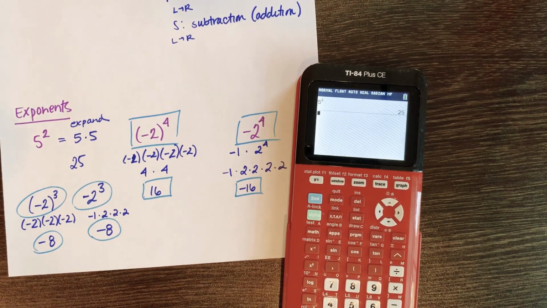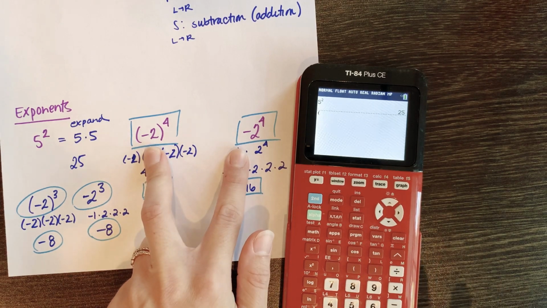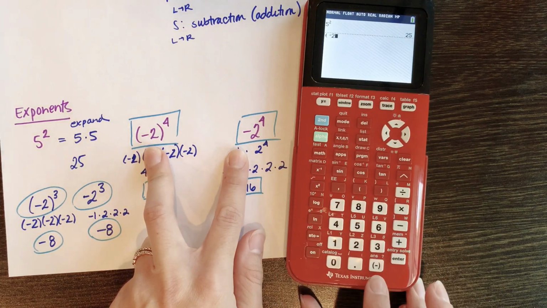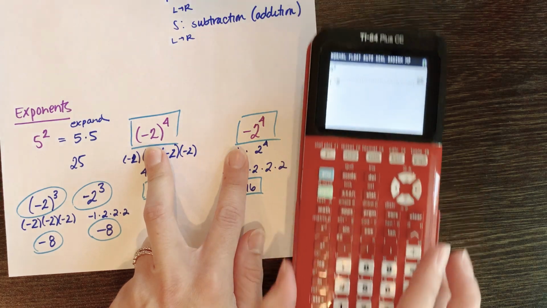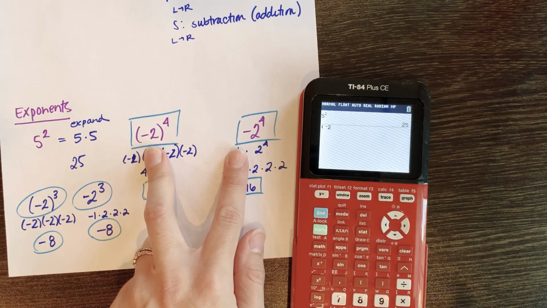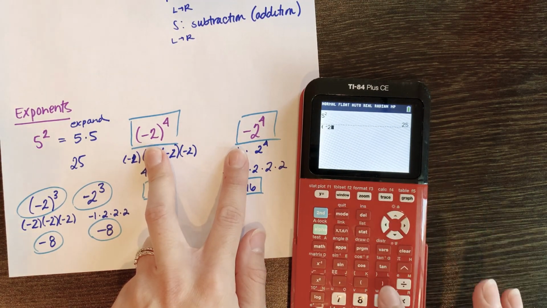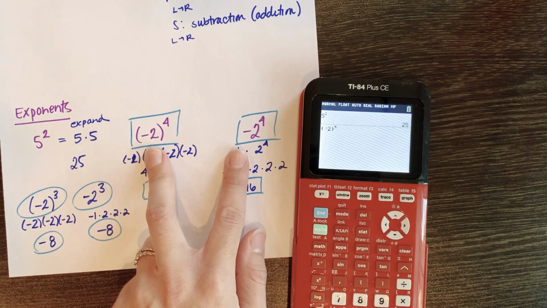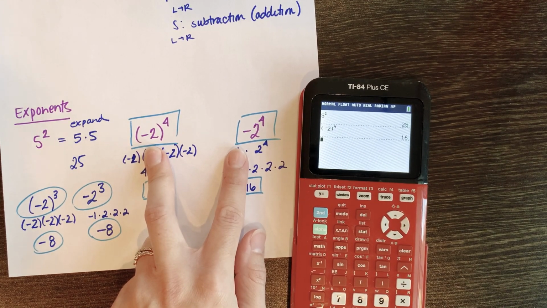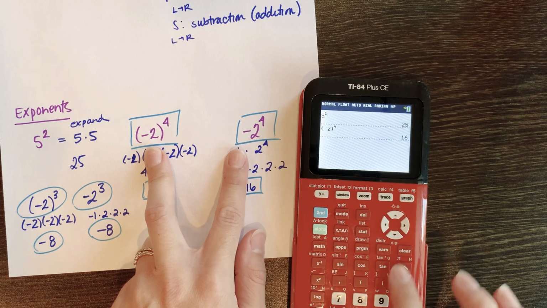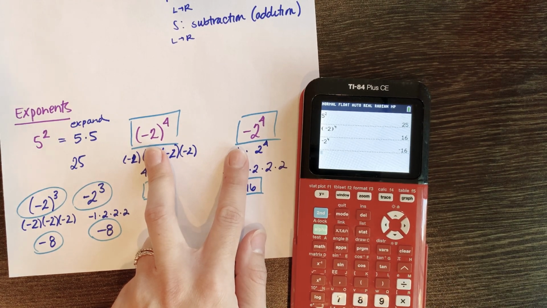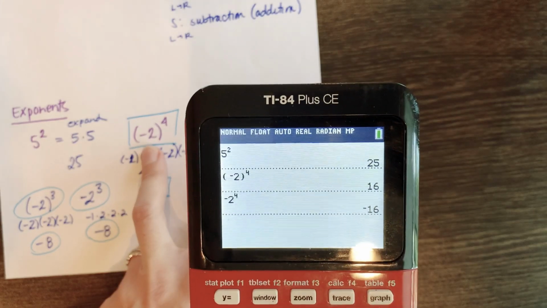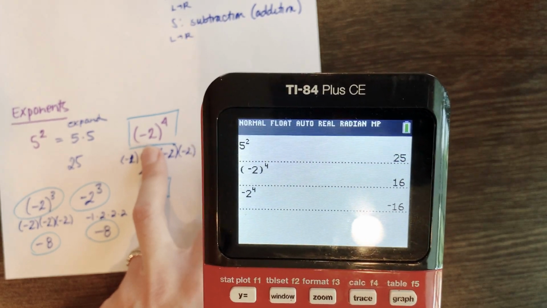It gives me 25. Notice when I type in these two, and again, make sure you're hitting your negative, which is down by your decimal point, not your minus sign. When I raise -2 to the 4th in parentheses versus when I raise it to the 4th without parentheses, you can see that difference, a +16 versus a -16.